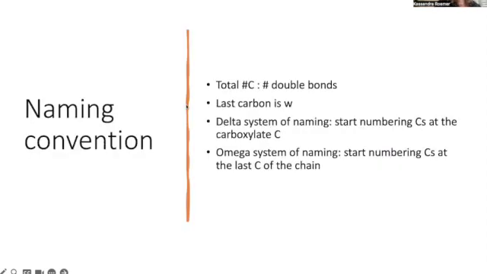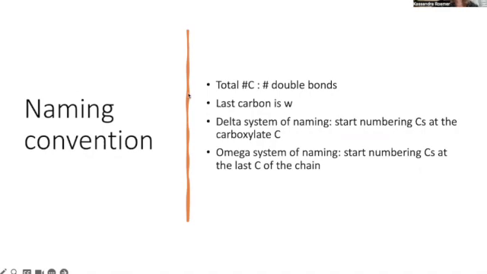As for naming of fatty acids, if we have an unsaturated fatty acid, we have the total number of carbons. So for example, if we have an 18 carbon long chain and we have one double bond, then it would be 18:1. If we have 0 double bonds, it would just be 18:0.